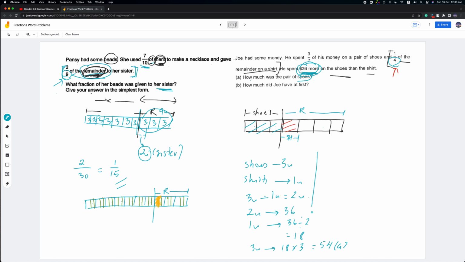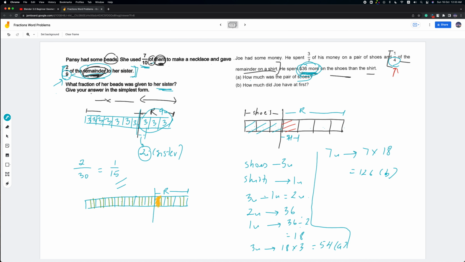Now what about B? Okay, let's separate them. How much did Joe have at first? Very simple. 1, 2, 3, 4, 5, 6, 7. 7 units. Okay, is 7 times 18. Alright, so let's use our calculator. 7 times 18 is 126. So this is the answer for B.